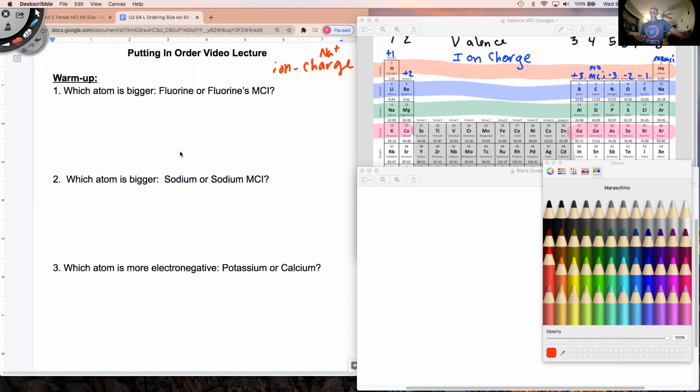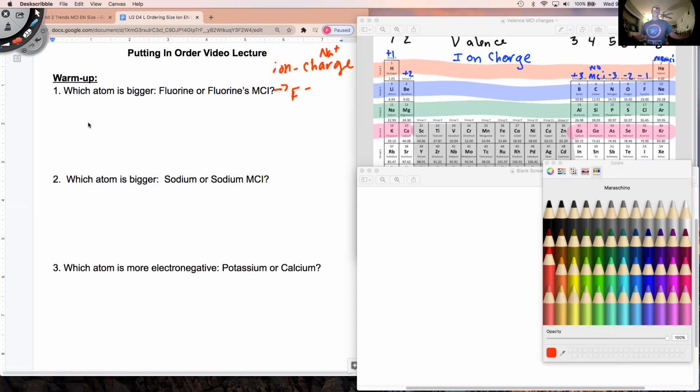So let's get started. We're 2 minutes in. All right, so which atom is bigger? Well, we can cheat and look over here and say, well, fluorine, its MCI is going to be -1. So right away I can say, oh, fluorine is going to be an F- charge. This is cheating. This is great. I want you to do that. But I'm going to take you through the process as well.